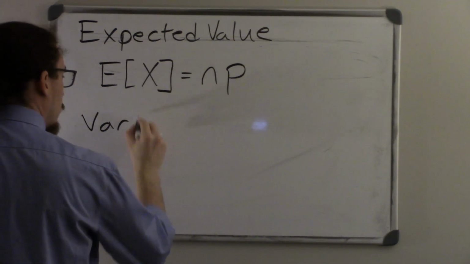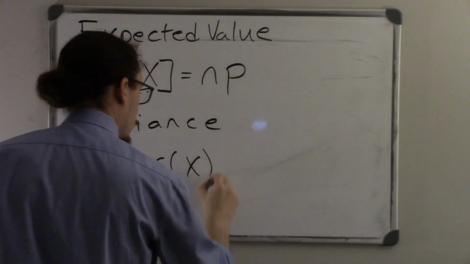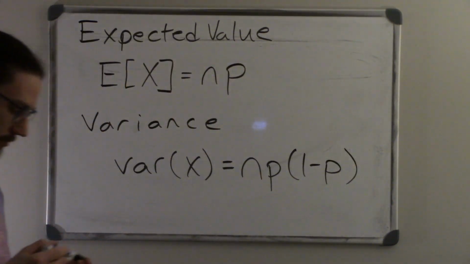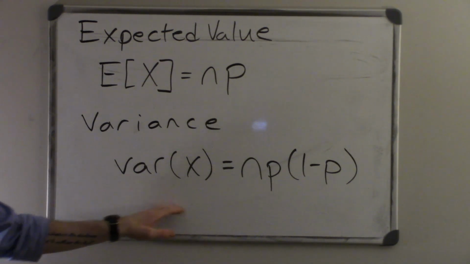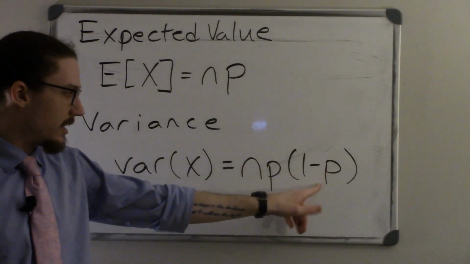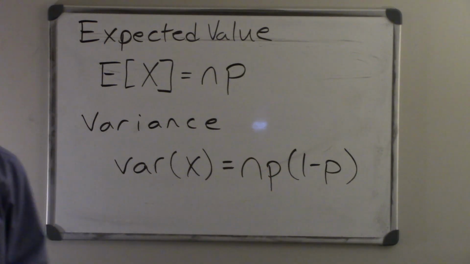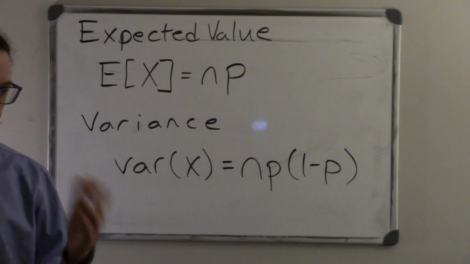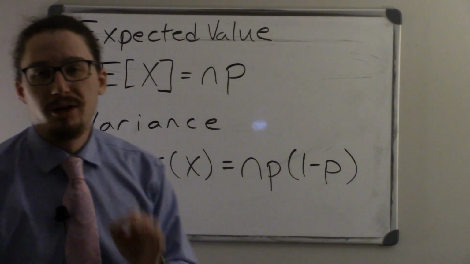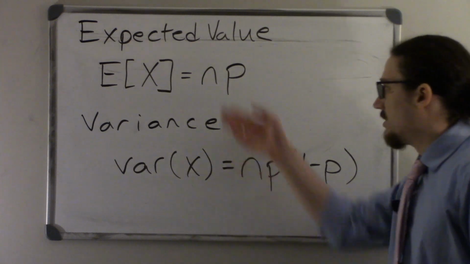All right, then the variance for a binomial random variable is almost just as simple, right? And that variance calculation is the number of trials times the probability of success times the probability of failure. So N times P times 1 minus P. Right? We can use these to find the expected value and variance of a binomial random variable, but that's it.